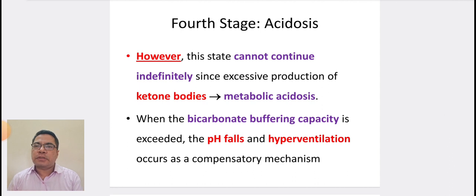Coming to the fourth stage, acidosis. However, this state cannot continue indefinitely since metabolic production of ketone bodies is converted to metabolic acidosis. When the bicarbonate buffering capacity is exceeded, the pH falls and hyperventilation occurs as a compensatory mechanism.